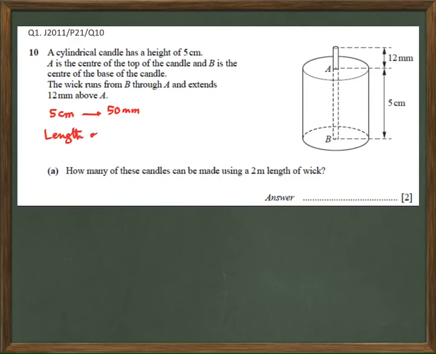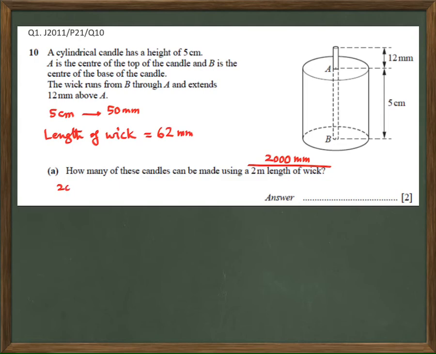5 centimeter is 50 millimeter. Length of wick is 12 millimeter plus 50 millimeter. And 2 meters is 2000 millimeters. So I got everything in terms of millimeters. Now, somebody could ask this question, why not everything in meters? Of course, there is a possibility. Tell me one thing, is it easier to work with decimals or is it easier to work with a lot of zeros on the right hand side? I think it's always easier to work in a unit in which you avoid decimals as much as possible.